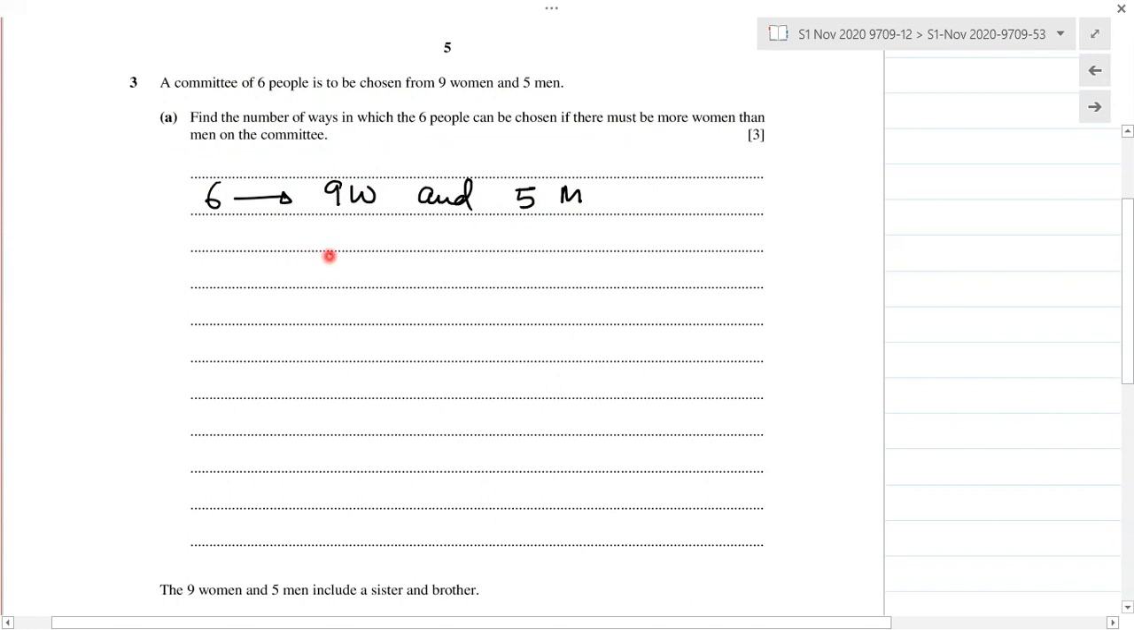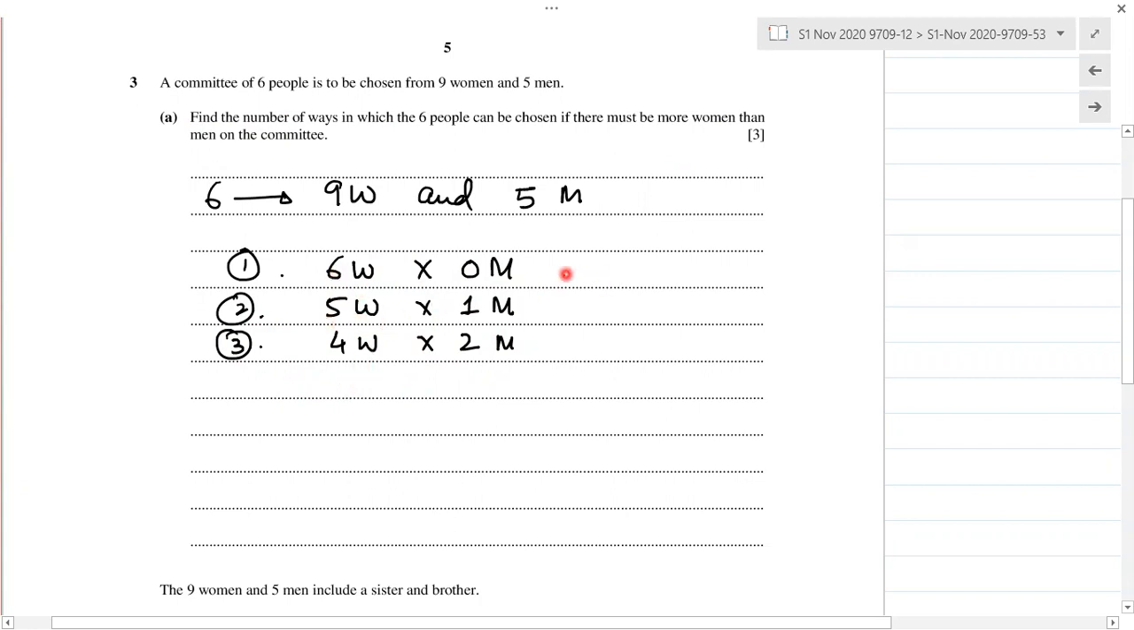So if you're selecting 6 and there have to be more women than men, the first choice that we can get is to have all women. So we can have 6 women and 0 men, or we can have 5 women and 1 man, or we can have 4 women and 2 men. Now 3 women and 3 men, no, we can't have that because there must be more women than men. So these are the only 3 options we can have.